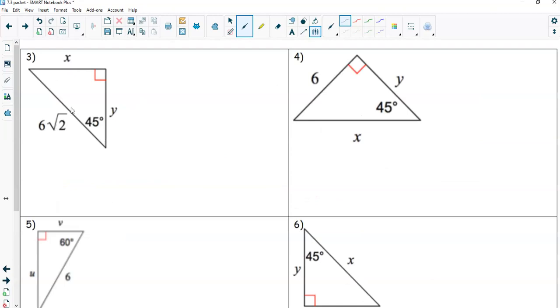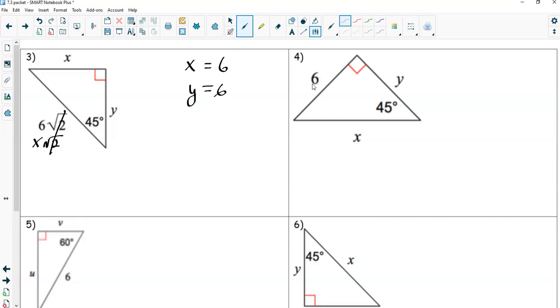Here they gave me that the hypotenuse is 6 times the square root of 2. Remember that the legs are going to be the hypotenuse divided by the square root of 2. So I'm going to take that and notice that this cancels. That means the legs are both 6. Okay, so x and y, they are both 6.